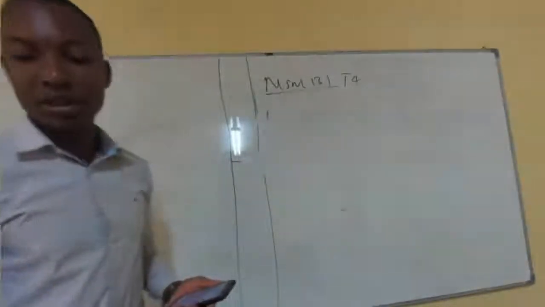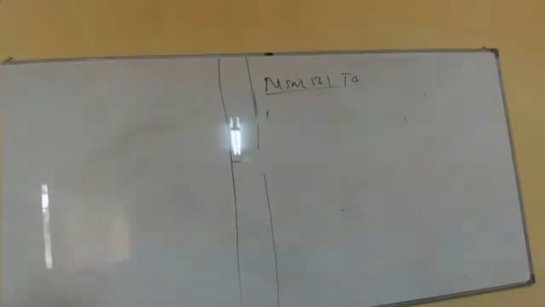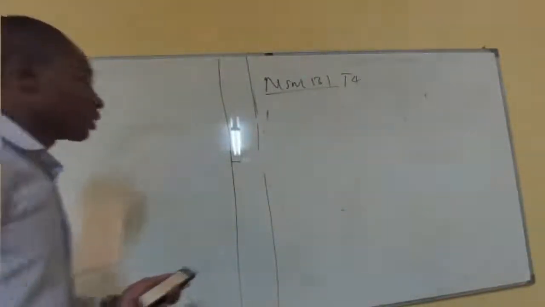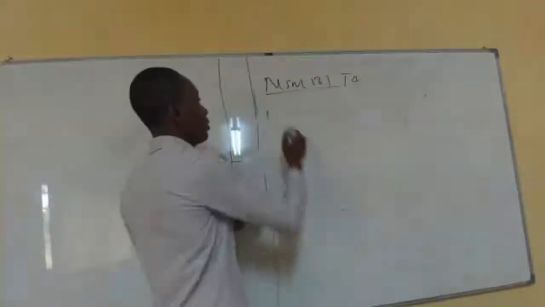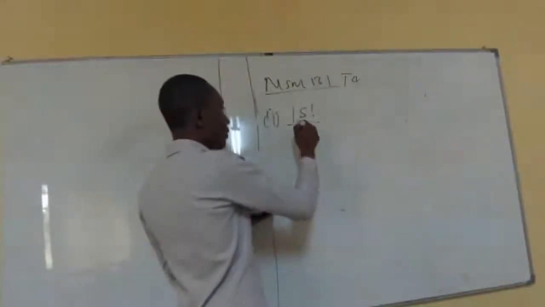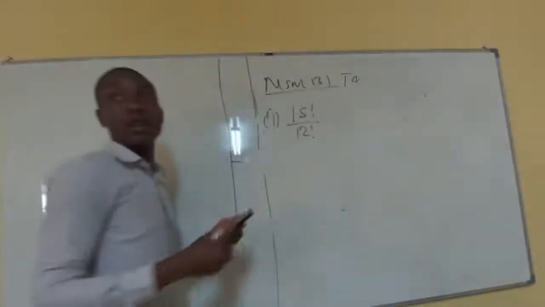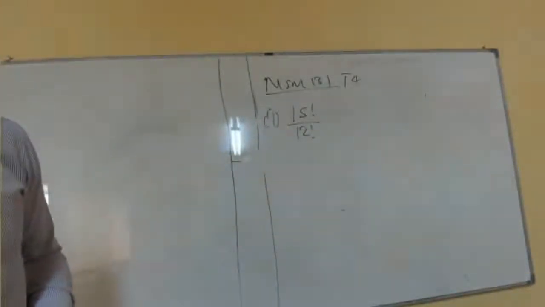Alright, the first question says evaluate 15 factorial over 12 factorial, part 1. So you've got 15 factorial over 12 factorial. How do you evaluate that?